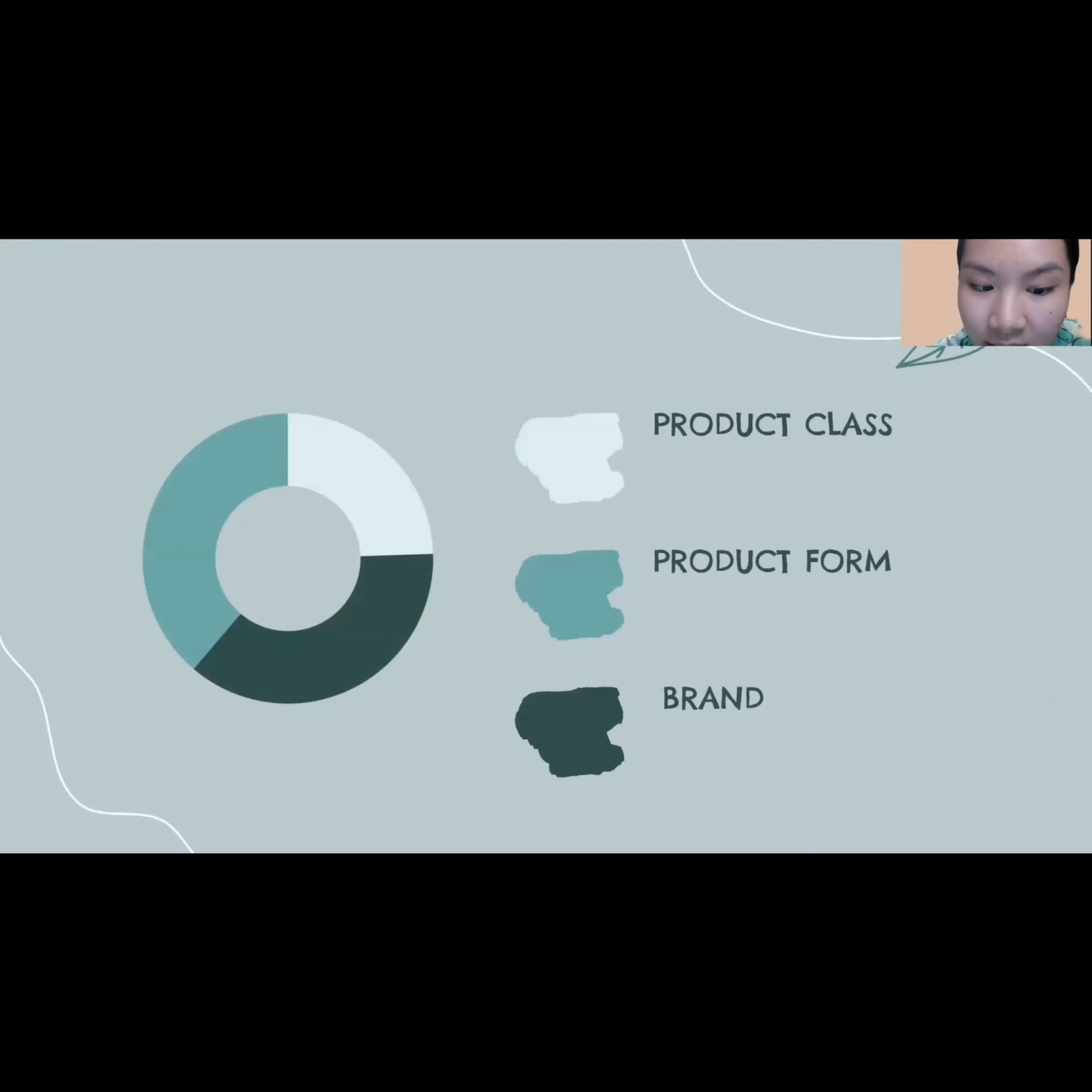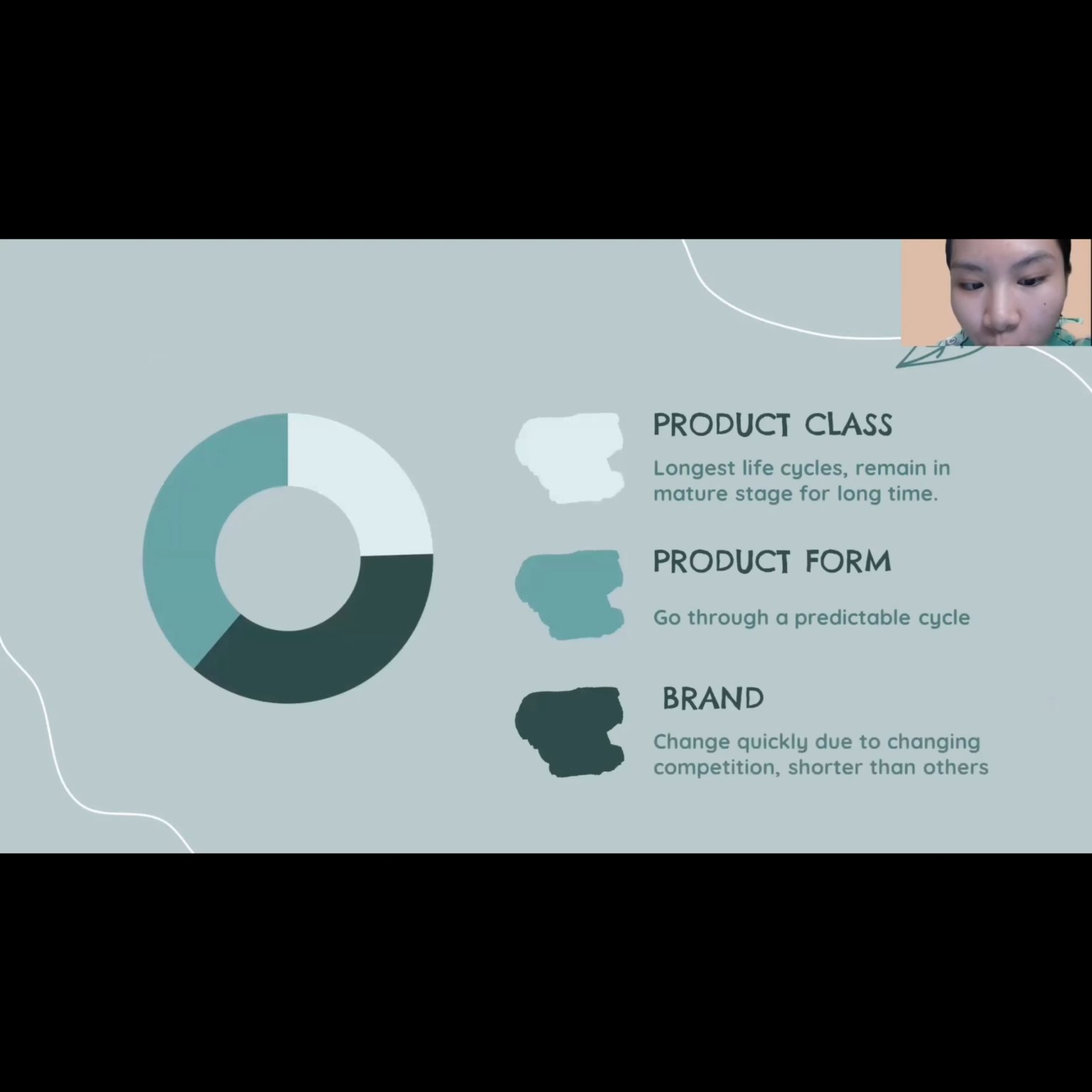Furthermore, a product class, a product form, or even a brand can be defined by the product life cycle. Product classes have the longest life cycles and tend to remain in the mature stage for an extended period of time. Product forms go through a predictable cycle of introduction, rapid growth, maturity, and decline. The life cycle of a brand can change quickly due to changing competitive attacks and responses, and it has also tended to be considerably shorter than the other two.